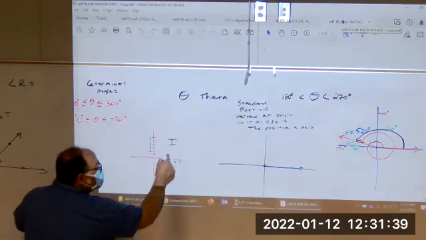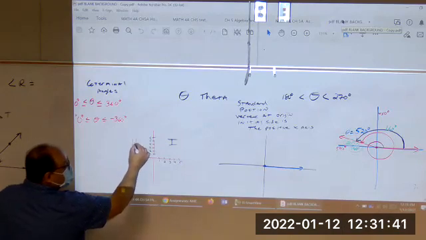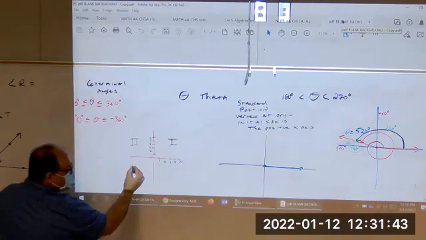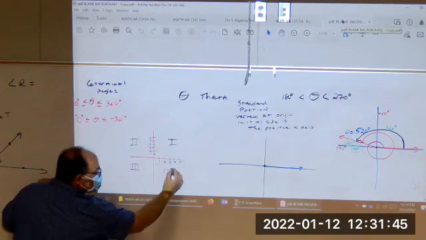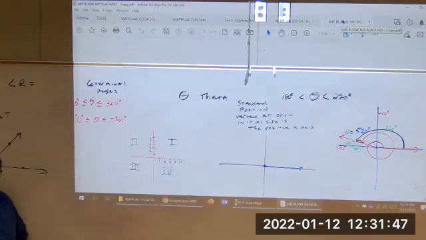And then the next quadrant is quadrant 2. We go counterclockwise. This is quadrant 3. This is quadrant 4. And your quadrants are going to have a real importance to them. What quadrant is that angle going to be in? What's going on in that quadrant? Who's positive? Who's negative? What makes the difference?